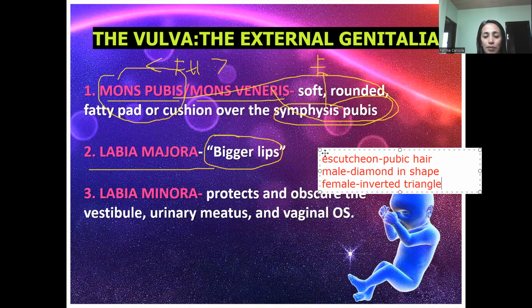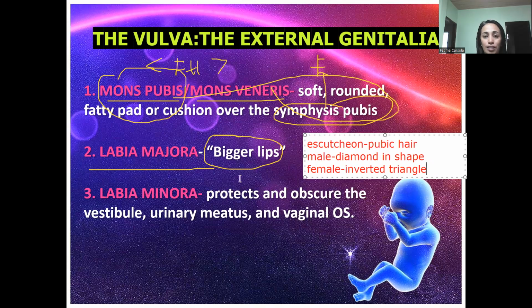So again, that's the labia majora. It's where you can see your escutcheon. The labia minora protects and obscures the vestibule, the urinary meatus and the opening. So when you say it protects and obscures the vestibule, it covers the vestibule and all the organs inside it.